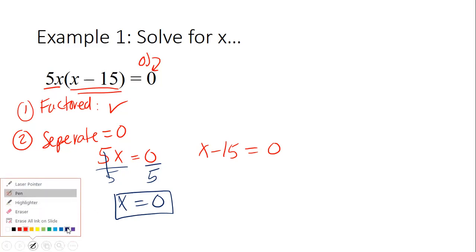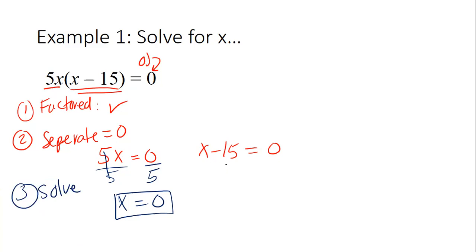Okay, all right. On here, what do I need to do to get x by itself? Add 15. So we get x equals 15. Wait, is that our answer? Like both of those? Mhm. So will we write that 0, 15 or just x equals 0? x equals 0, x equals 15.